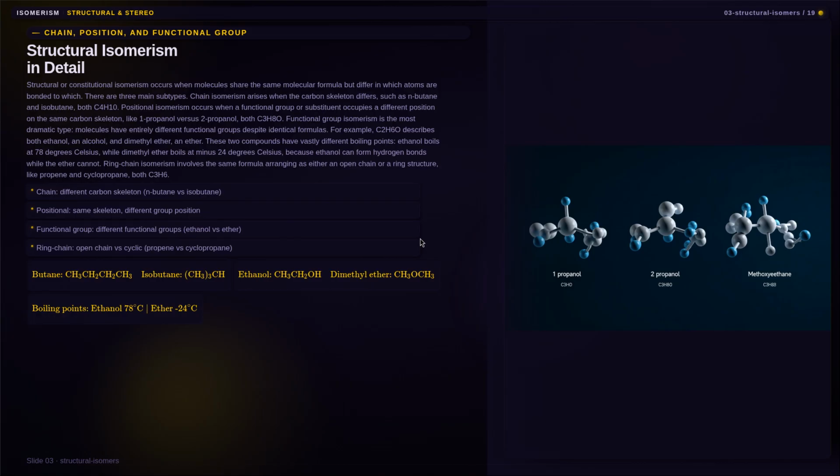Structural or constitutional isomerism occurs when molecules share the same molecular formula but differ in which atoms are bonded to which. There are 3 main subtypes. Chain isomerism arises when the carbon skeleton differs, such as N-butane and isobutane, both C4H10. Positional isomerism occurs when a functional group or substituent occupies a different position on the same carbon skeleton, like 1-propanol versus 2-propanol, both C3H8O. Functional group isomerism is the most dramatic type.